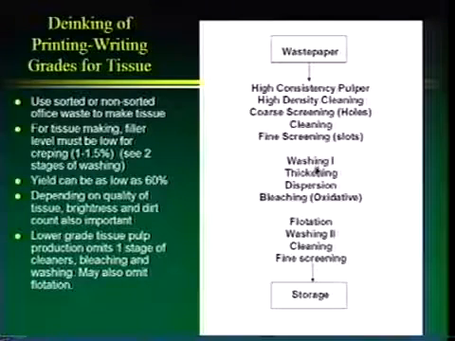We're going to do washing to remove a lot of filler, thickening. We're going to do some dispersion in this case, and then bleaching at that higher consistency. Flotation, that's going to remove ink and also filler. We're going to do a second stage of washing to get rid of even more filler. Some cleaning and fine screening, and then it's stored for the paper machine.